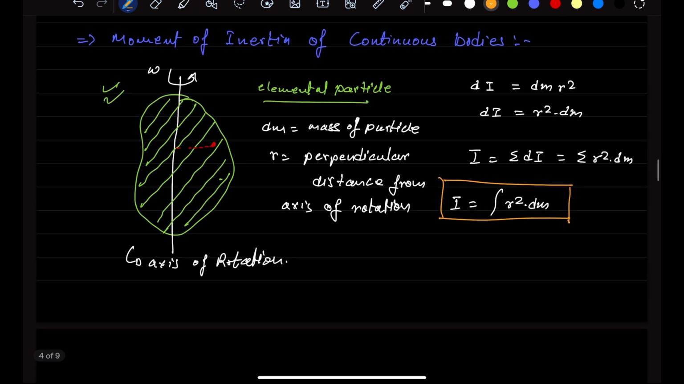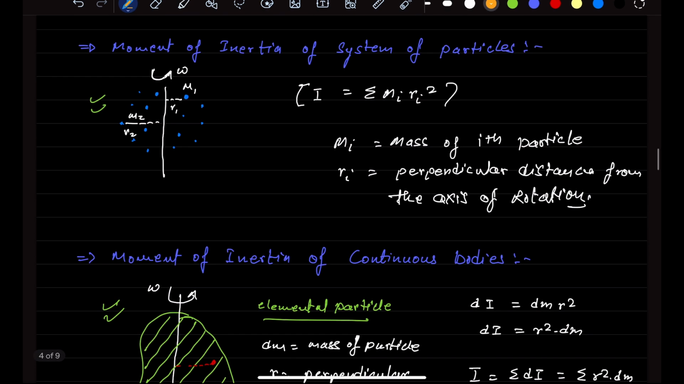So yeah, just don't focus on my handwriting, just try to understand what I'm saying. So I is integration of r square dm. This is an important formula for the moment of inertia. Whenever there is a continuous body, we are going to apply this formula.